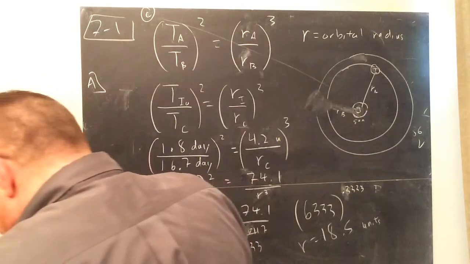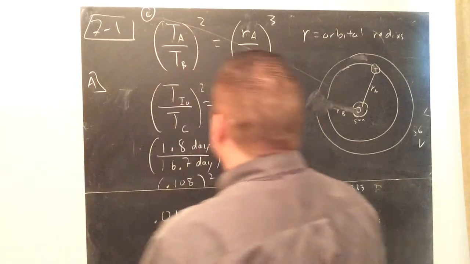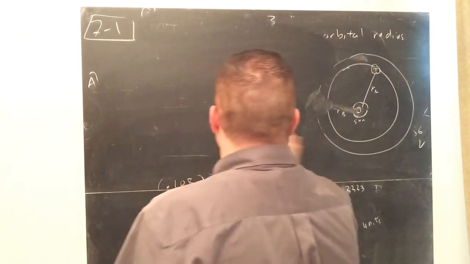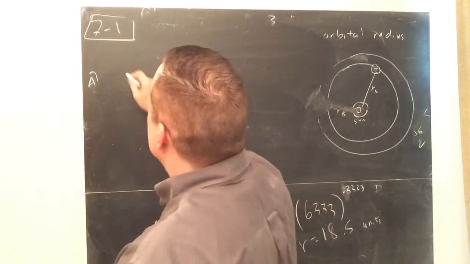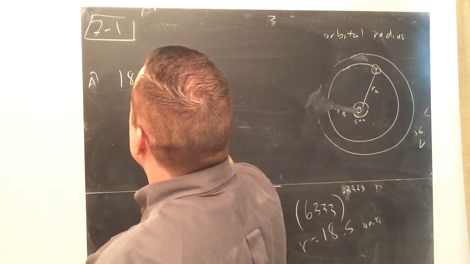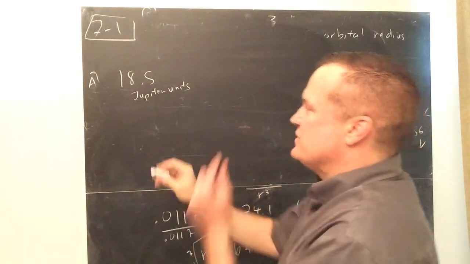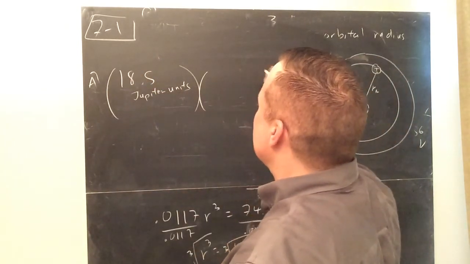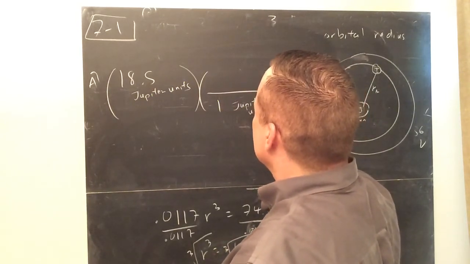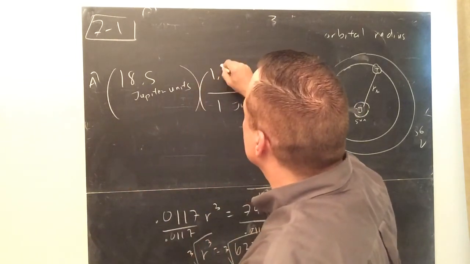Now, here's one more little thing they added on just for the math. It says, if the diameter of Jupiter is about 1.43 times 10 to the 8, calculate the mean distance between Jupiter and Callisto in meters. So this is just a conversion. If you have 18.5 Jupiter units, I'll call them Jupiter units because it's only true for Jupiter, what he's saying is 1 Jupiter unit, which is the diameter, is equal to 1.43 times 10 to the 8 meters.